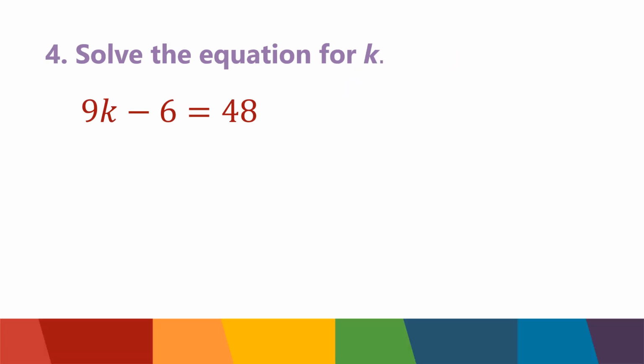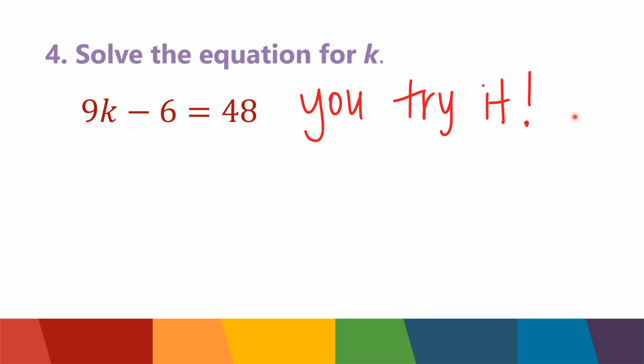Now this one's actually very similar to the solve the equation example we did earlier. But this one says solve the equation for k, so different variable, and it's 9k minus 6 equals 48. All right, so what do you think we should do first? So I want you to try this one. It's very similar to the one we did earlier, so you can take a look at that one if you need some direction.